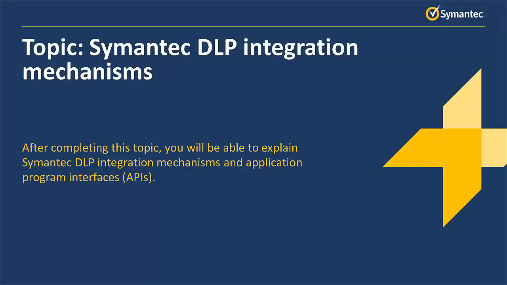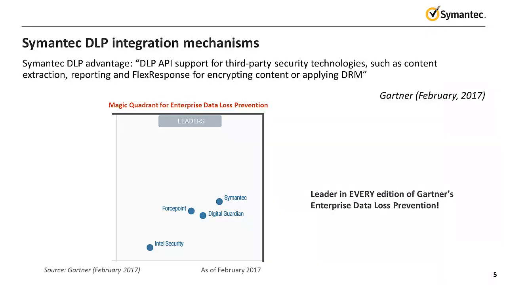Symantec DLP integration mechanisms. In this topic, we'll be discussing the mechanisms by which Symantec DLP integrates with other product modules, and also the application program interfaces, or APIs, that allow integration operations to occur. Symantec DLP has been the leader in each edition of Gartner's Magic Quadrant for Enterprise Data Loss Prevention. In the 2017 Magic Quadrant edition, Gartner specifically mentioned Symantec's DLP API support for third-party security technologies, such as content extraction, reporting and FlexResponse for encrypting content, or applying DRM.